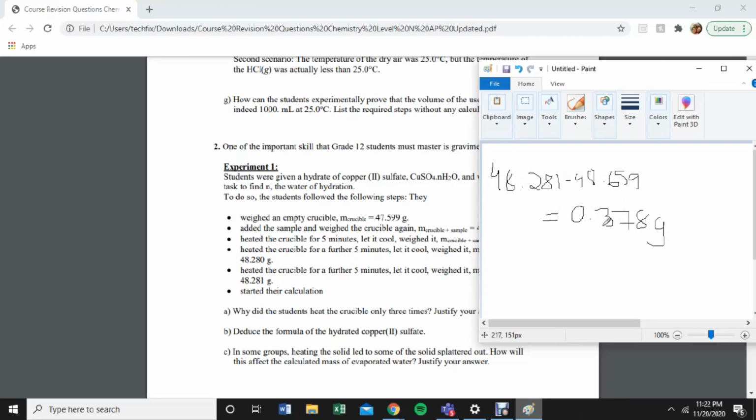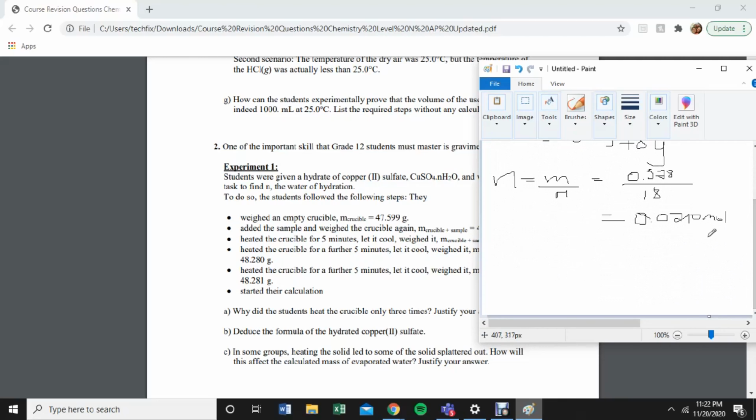Okay, next step, you find the number of moles of the water. So number of moles is equal to mass over molar mass. So you do 0.378 over molar mass, which is 18, and you end up with 0.0210 moles. That is the number of moles of water. Now you need to find the number of moles of CuSO4, which is copper sulfate, so you can get the mole fraction. I'll show you.